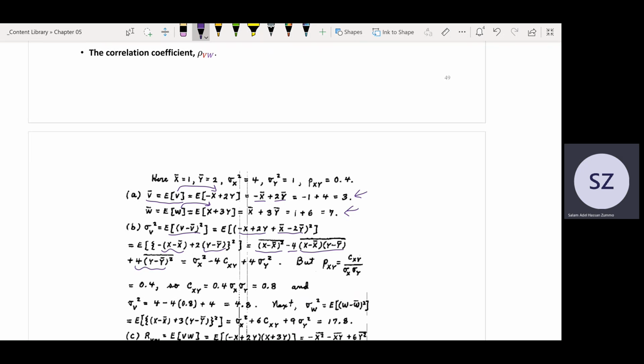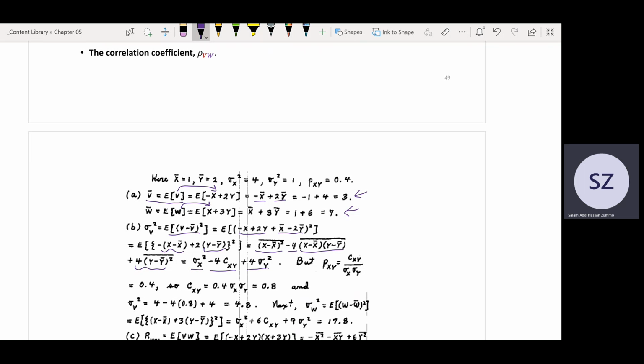What do we call this? Covariance between X and Y. So we have here the variance of X plus 4 times the variance of Y minus 4 times the covariance of X and Y. So the variance of V minus 3, definitely 3, which is the mean.